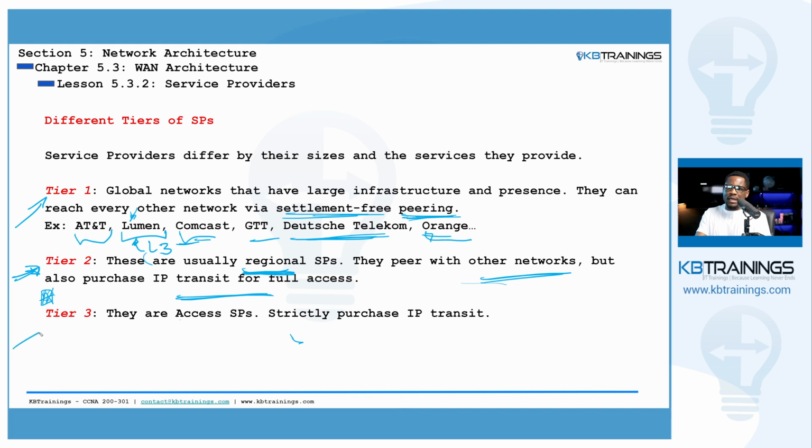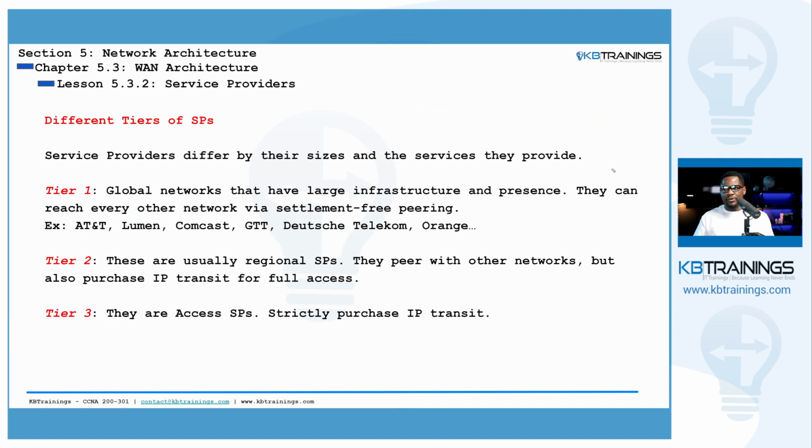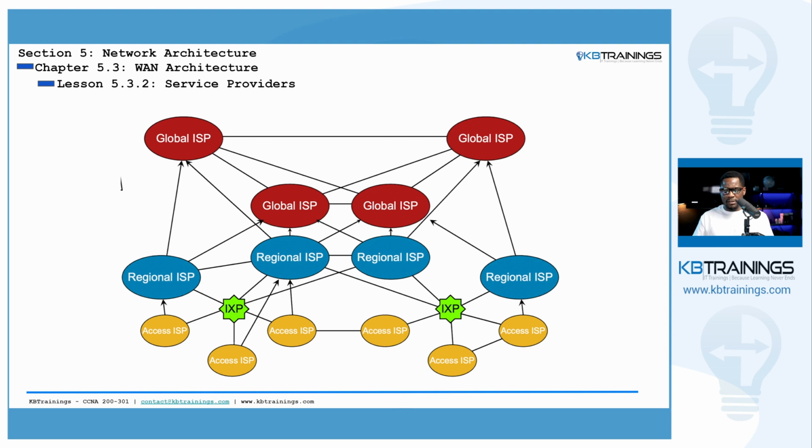And you also have tier 3 providers. These are called access service providers because they're usually taking care of the last mile. They're usually local. Some of them are small, some are not so small. And I'm going to show you this example here. This is showing you the different way the global, the regional, and the access can interconnect.